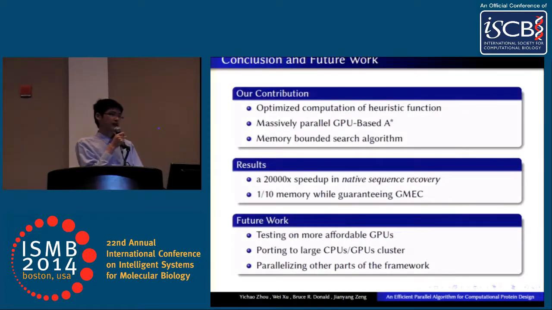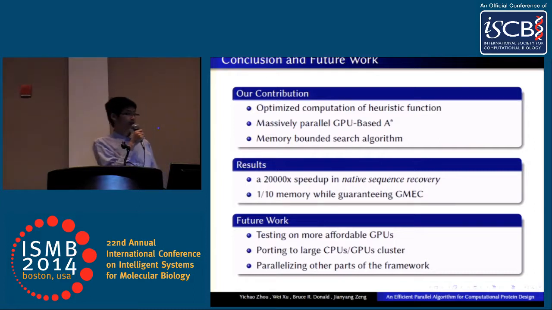Okay, in conclusion, our contributions include optimization of the computation of the heuristic function. We design a variant of the A-star search algorithm, which is efficiently executed on a GPU platform, and we use the idea that we can design a memory-bounded search algorithm for the protein design problem. As a result, we achieve 20,000x speedups in the native sequence recovery experiment, and we are able to use only about 1/10 of the memory compared to the traditional A-star algorithm, while guaranteeing that the global minimum energy conformation will be found.